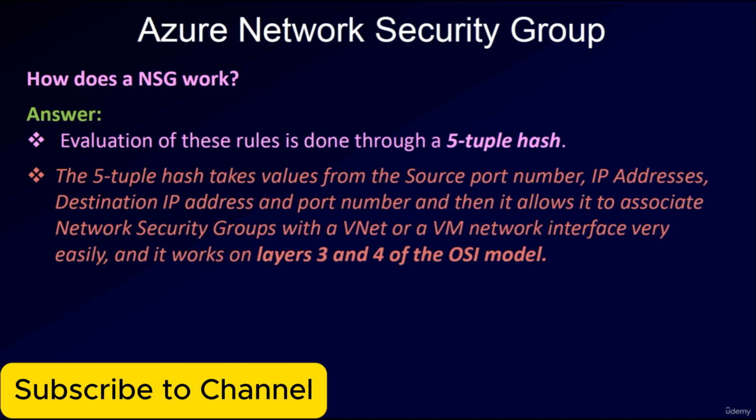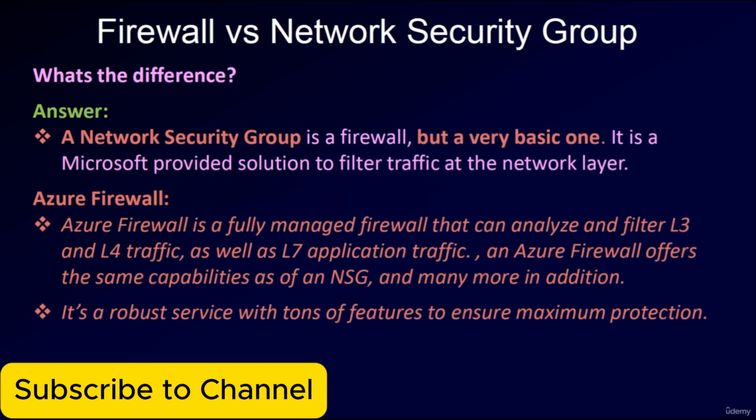Well, the NSG does an evaluation of these rules, and it's done through a 5-tuple hash. This 5-tuple hash takes the value from the source port number, IP address, destination IP address, and port number. It then allows it to associate it with the network security group with a VNet or a VM network interface very easily. And it works with layers 3 and layers 4 of the OSI model.